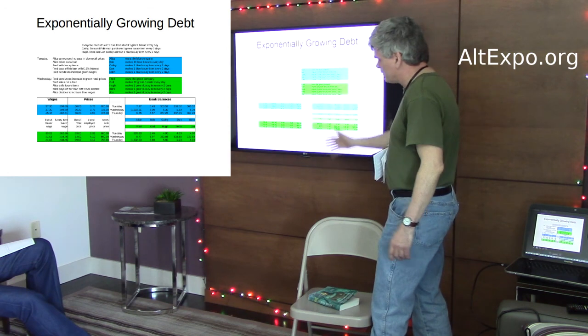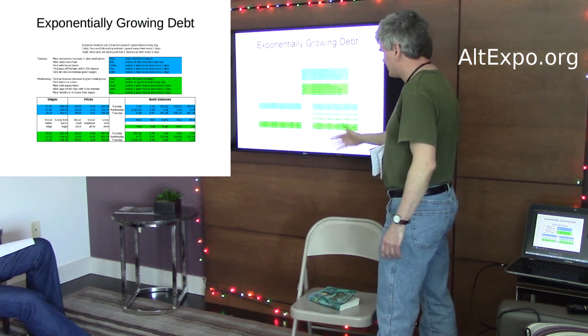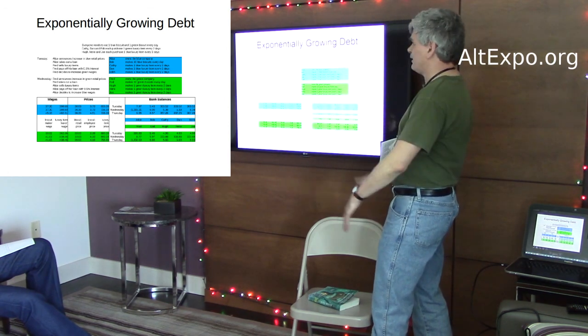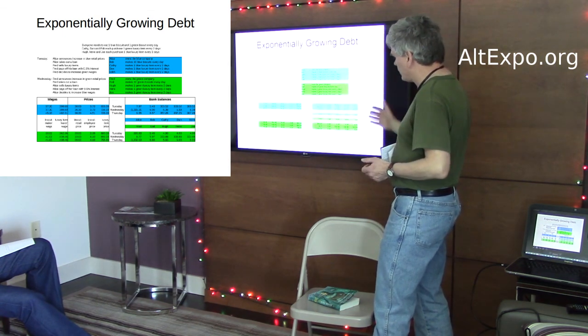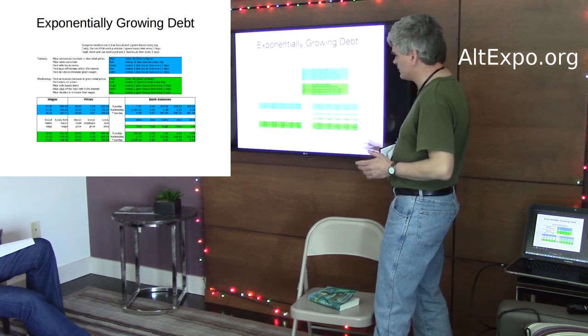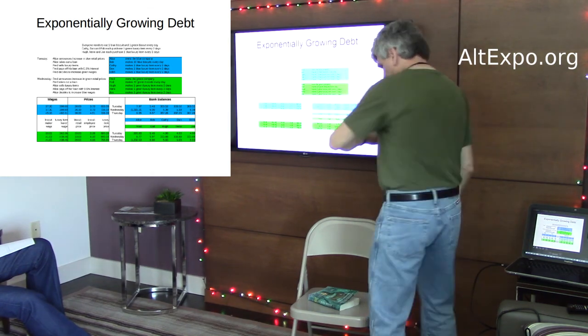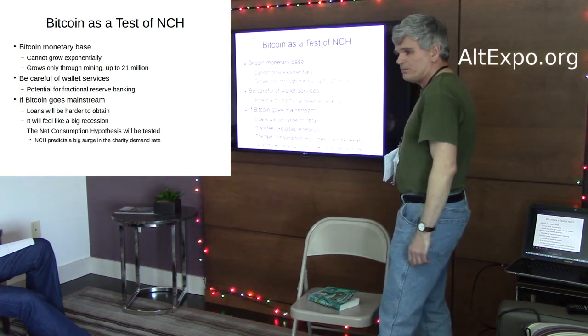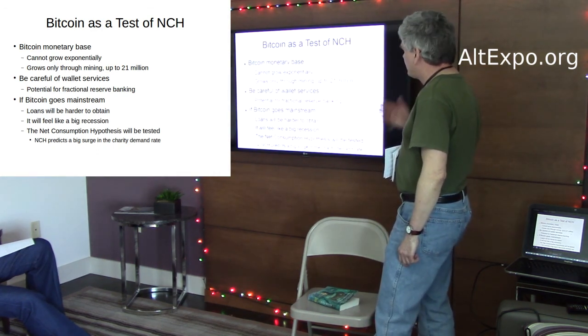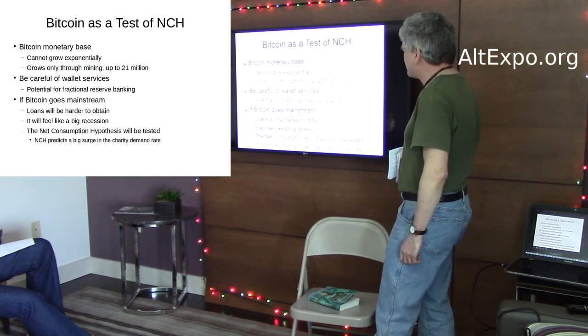So this is just an example of how exponentially growing debt can lead to obviously higher GDP because it's artificial, and also it can serve to mask net consumption. Okay, this will be my final slide here. I'm looking forward to Bitcoin because it's going to be a test of my net consumption hypothesis.